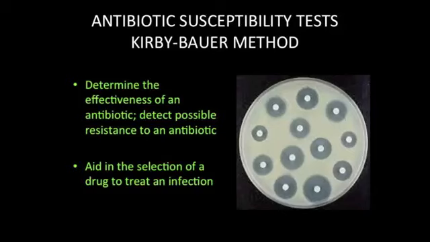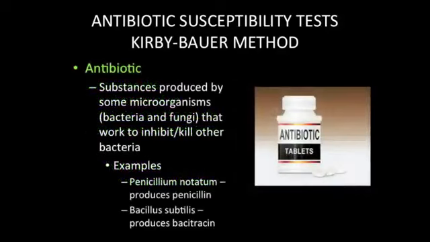In this lab session, we will examine the results of an antimicrobial susceptibility test. Antimicrobial susceptibility tests are performed to determine the effectiveness of an antibiotic. Antibiotics are molecules produced by some species of bacteria and fungi that inhibit the growth of other bacteria. The first antibiotic was discovered in 1928 by Alexander Fleming.